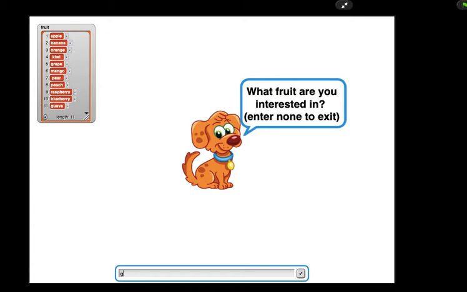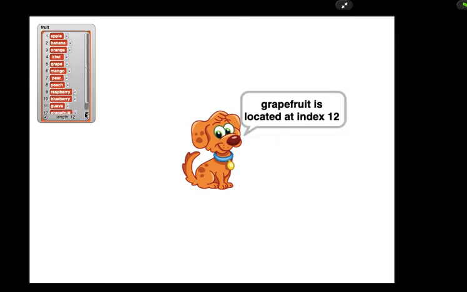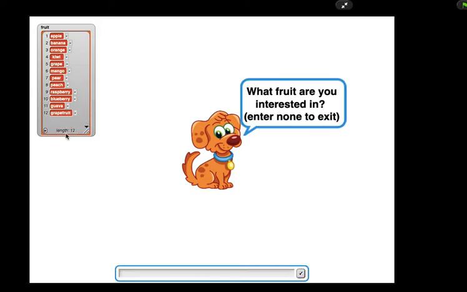If I have another one that I'm interested in, maybe a grapefruit, it tells me grapefruit is not in the list, so it's going to add it, and you can see over here, grapefruit got added to the list, and now the length of the list is 12.